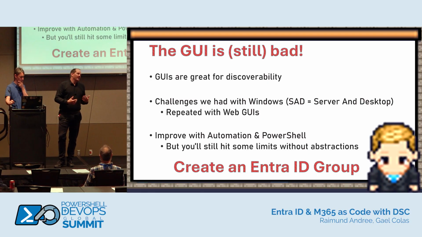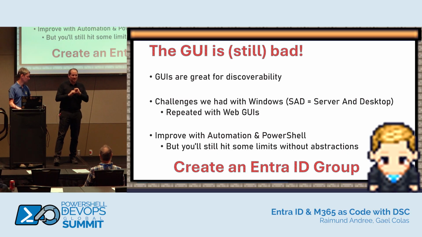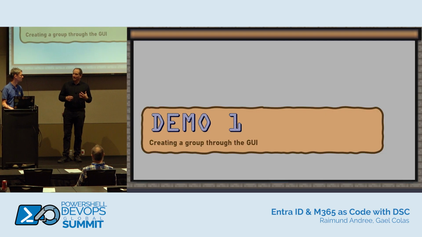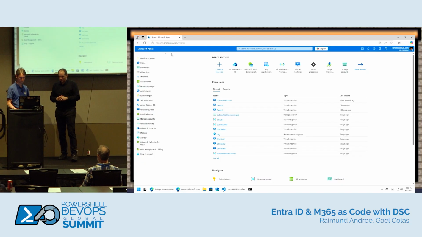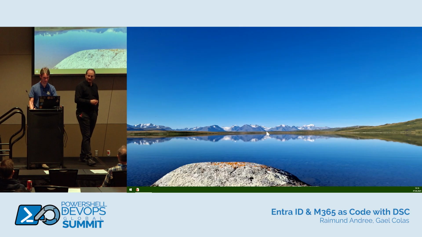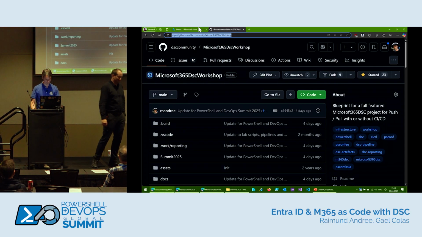So obviously, we know better, because we're PowerShell people. We can improve it with automation, right? So there's always limitation without abstraction. But let's look at how you create an Entra ID group. So we go back to the basics, go back to the GUI, and then we'll do this. Okay, let's do it maybe live. Then I also know if my connection to the tenant works as expected. It's a good test. Yes, it is.